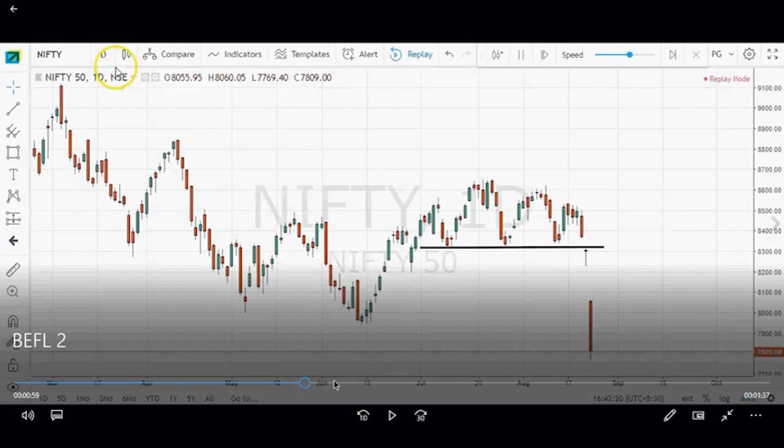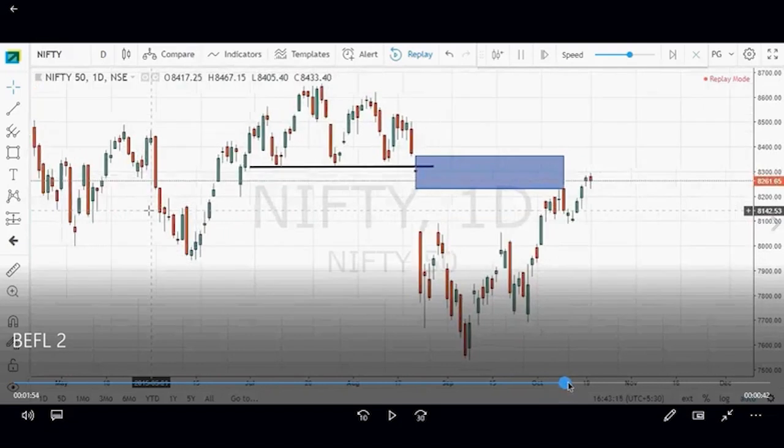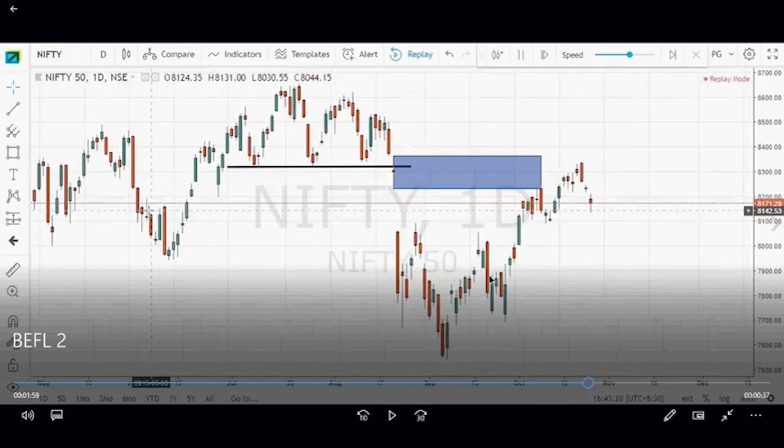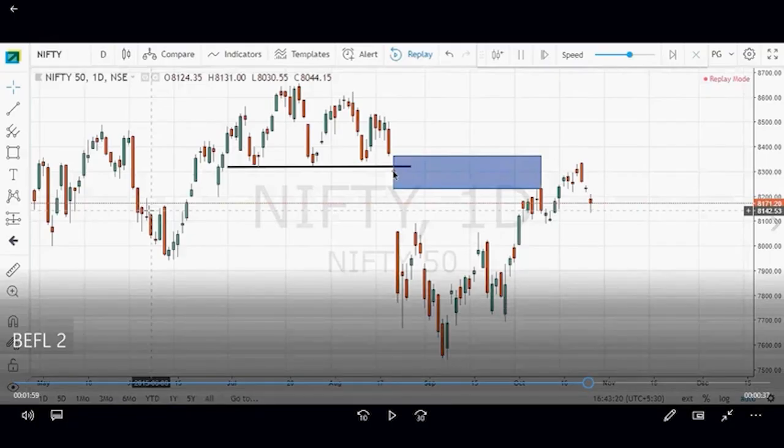So in this case, if I would have marked the base candle only as my zone, what would have happened? Look, I would have been stopped out at this place. I would have been completely stopped out. Oh my God, what happened? Can you see? This is the level. It stopped out the base candle and then dropped.